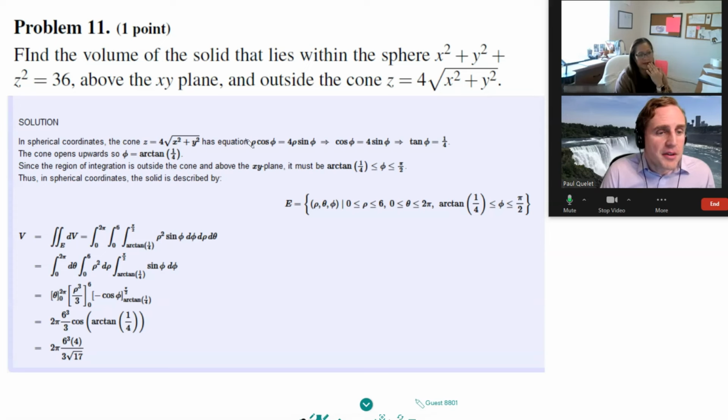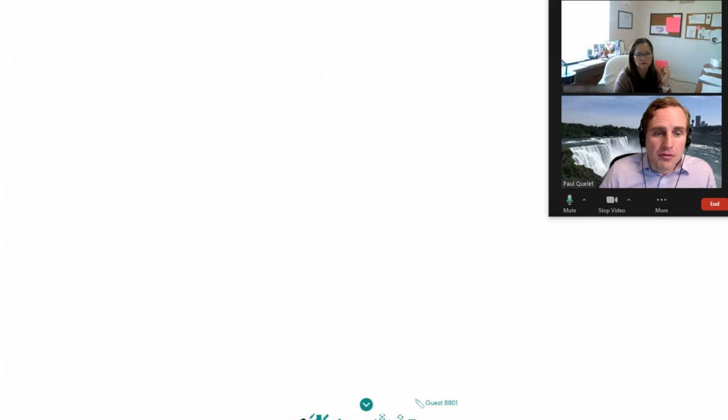It says find the volume of the solid that lies within the sphere x squared plus y squared plus z squared equals 36, above the xy plane, and outside the cone z equals 4 square root of x squared plus y squared. Okay, so first of all, one thing I was going to recommend, and this solution doesn't even sort of have it, is a sketch.